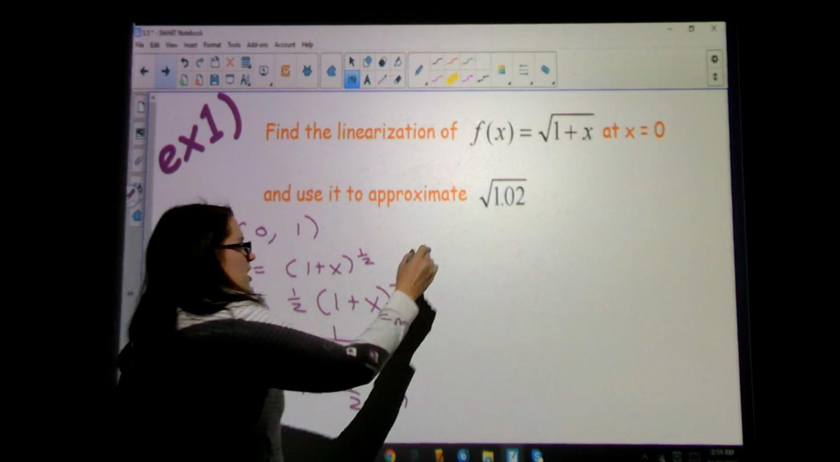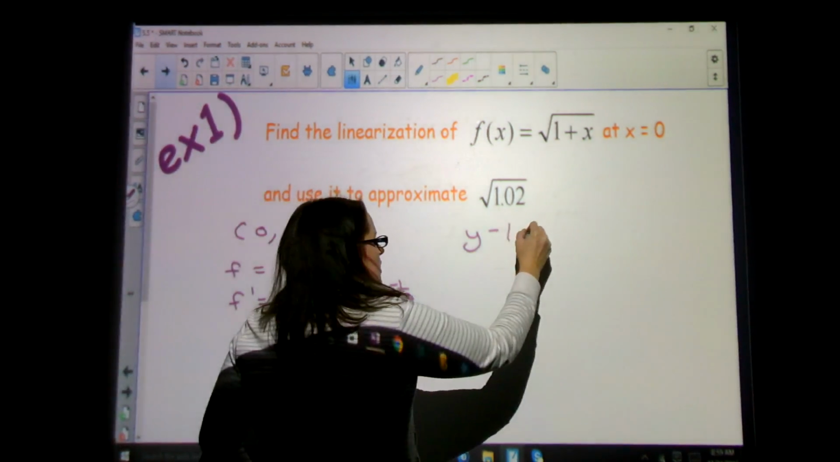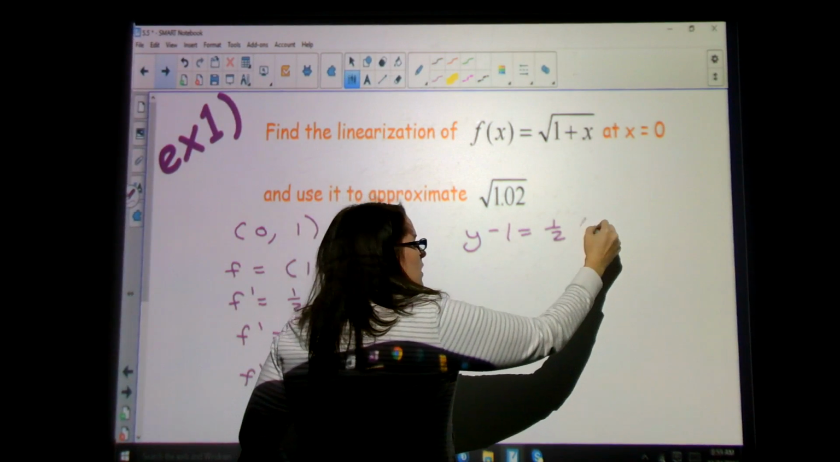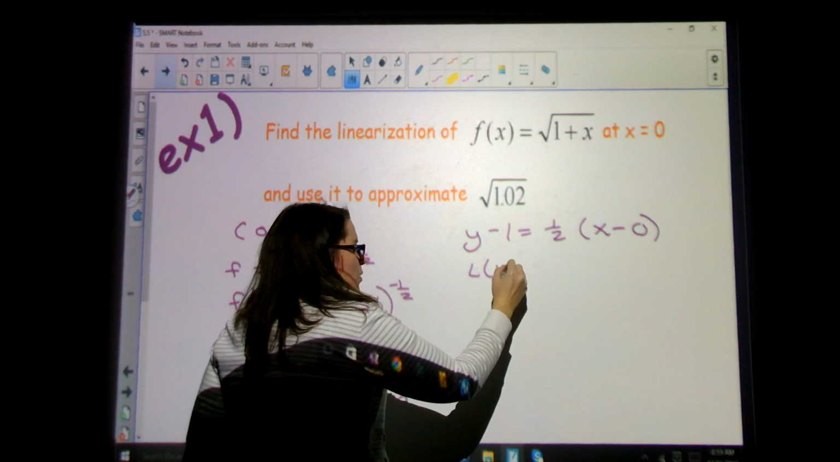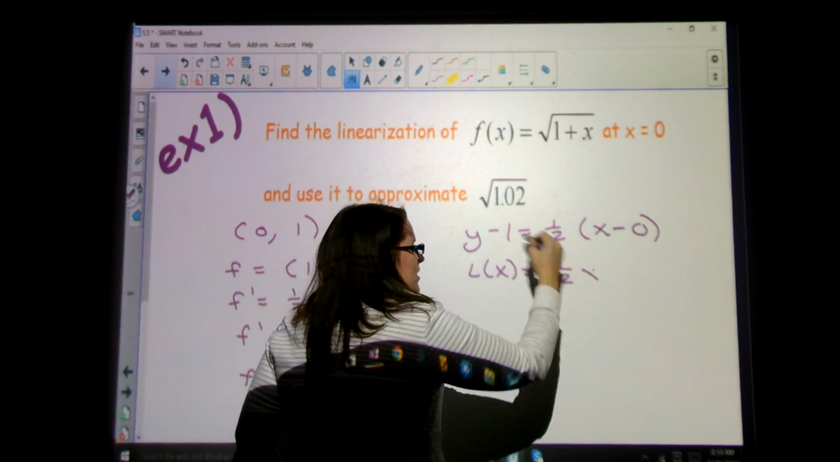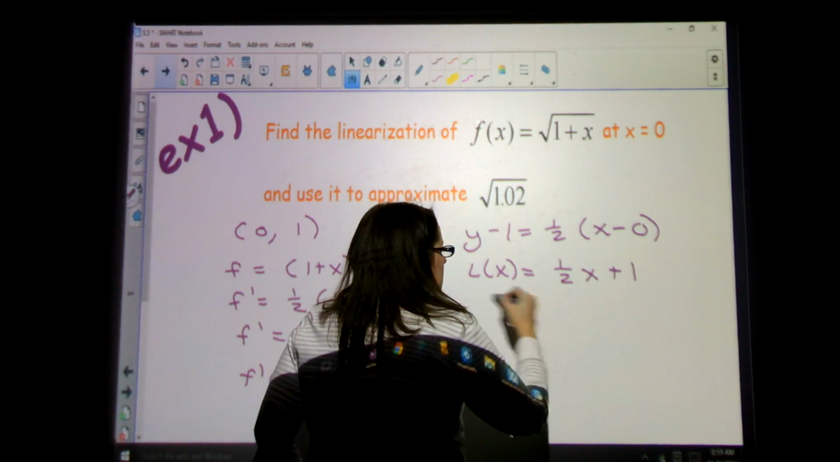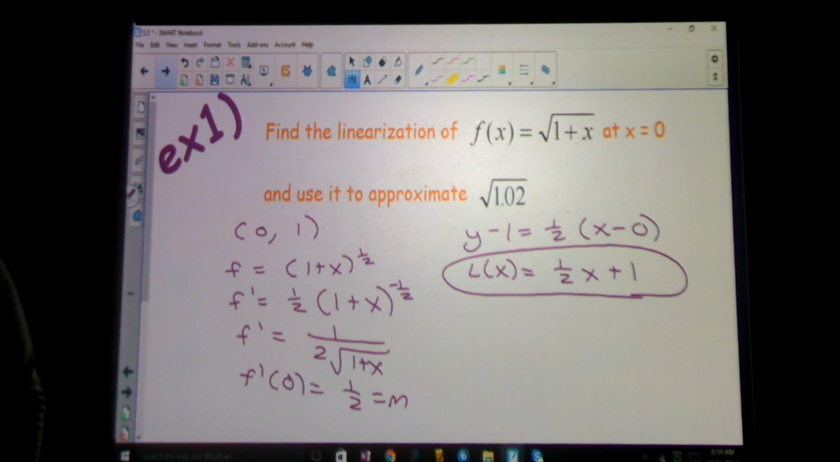So let's do a tangent line. y minus 1 equals your slope times x minus your x. Now I'm going to replace my y with L of x, because it is a function of x. I get 1/2 x plus 1. There's my linearization. It's just a tangent line and we replace y with L of x.